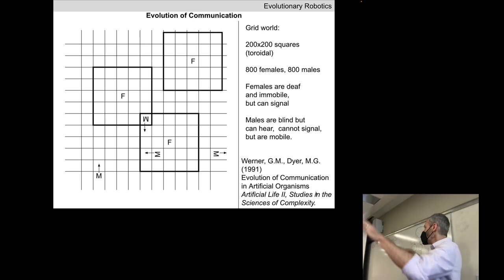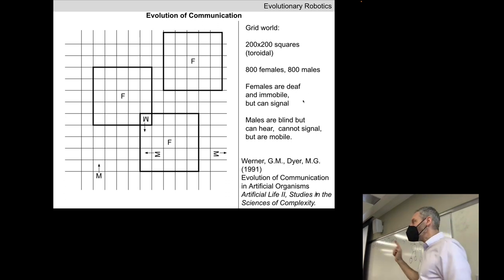To start with, we're gonna assume that there is only one agent occupying a grid position. We're not gonna put more than one agent into the same grid point when we start. So like the lions and gazelles, we're going to start every simulation with all of the 1600 agents in this case dropped into random positions. The females in this case are deaf and immobile, or biologically speaking, they're sessile. They do not move. So females cannot hear.